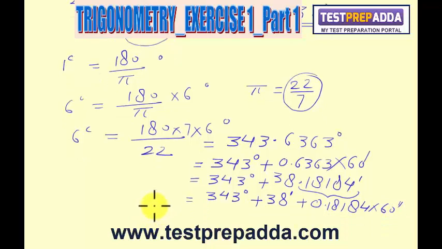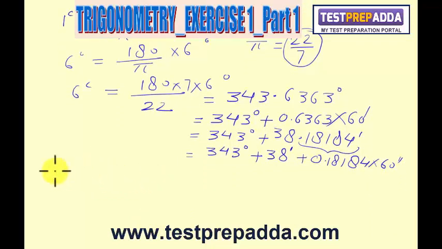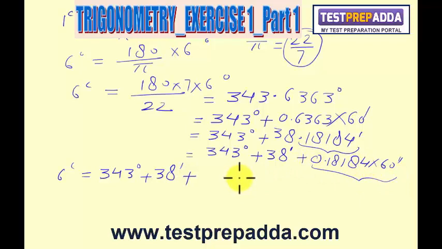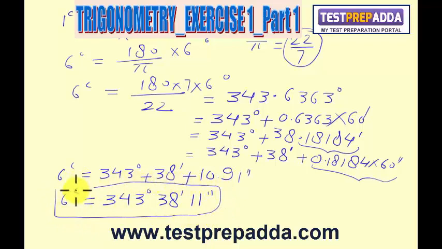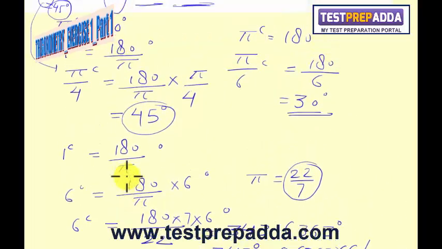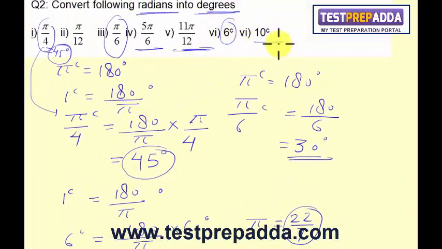Got it? So the value of 6 radian comes as 343 degree plus 38 minutes plus, if you solve this, the value comes as 10.91 seconds. So ultimately you can say 6 radian is what? 343 degrees, 38 minutes and about 11 seconds. So this is the value of 6 radian. Similarly, you can find the value of 10 radian.